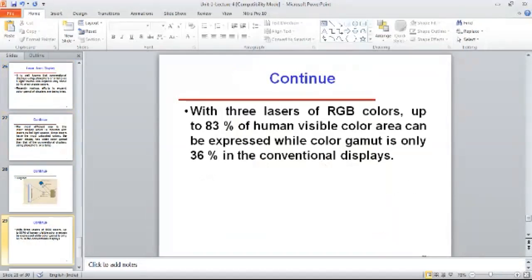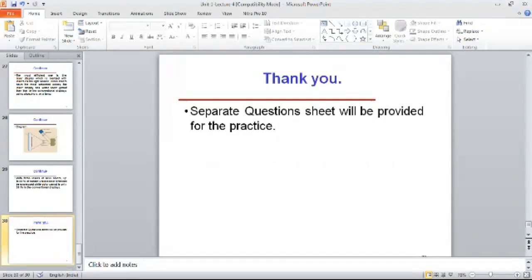With three lasers of RGB colors, red, green, blue, up to 83% of the human visible color area can be expressed, while the color gamut is only 36% in the conventional display. Earlier, we were getting only 36% in conventional display. But here, we are getting 83% of the human visible color.